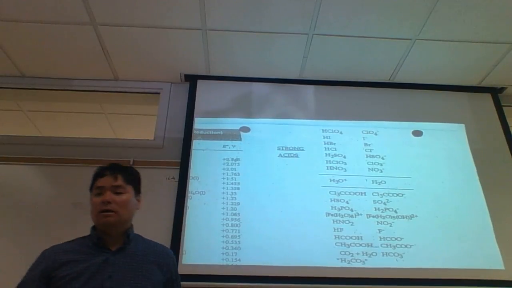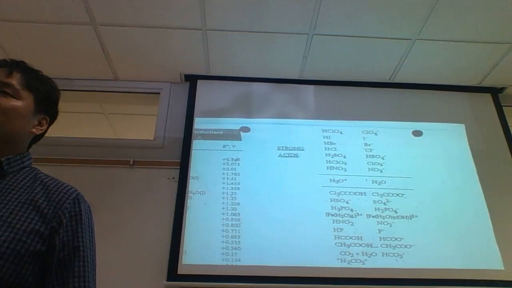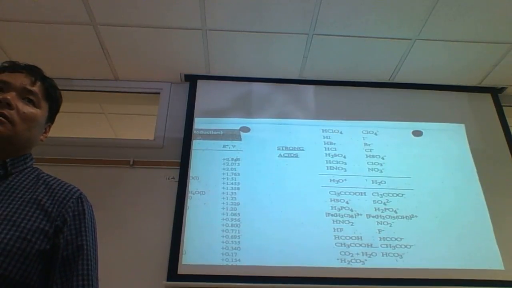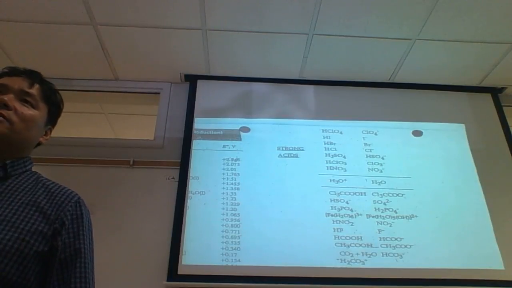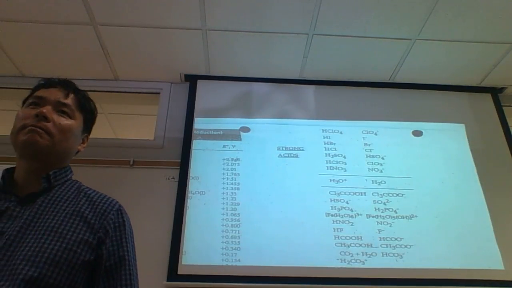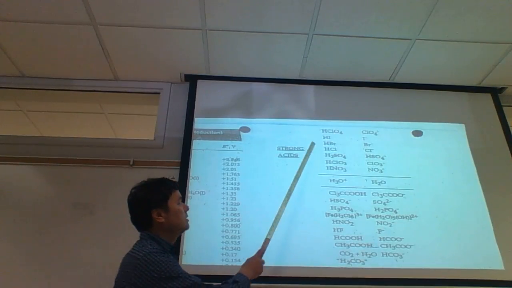But there's one thing you've got to know about this chart, and that is something called the leveling effect of strong acids. Have you heard of the leveling effect of strong acids? You guys remember the leveling effect, Kelly, Paul? No? Kelly, no? The leveling effect of the strong acids just means this.